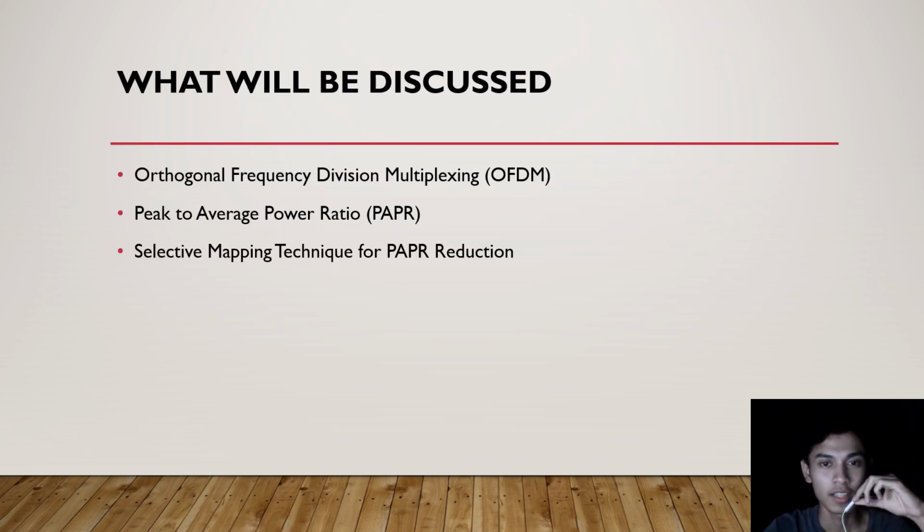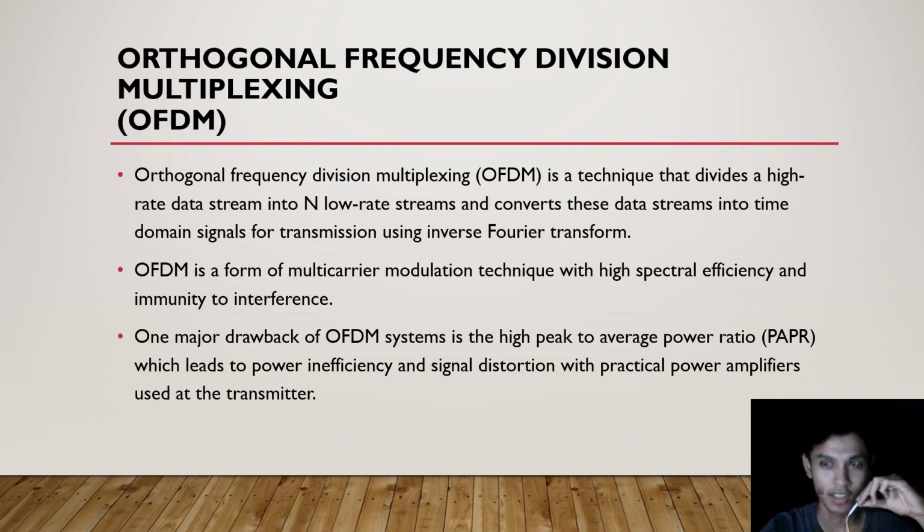What will be discussed in this presentation: first is orthogonal frequency division multiplexing, or OFDM; second is peak to average power ratio, or PAPR; and the last one is selective mapping technique for PAPR reduction, which is the method that I choose to decrease the PAPR in OFDM system. Okay, start.